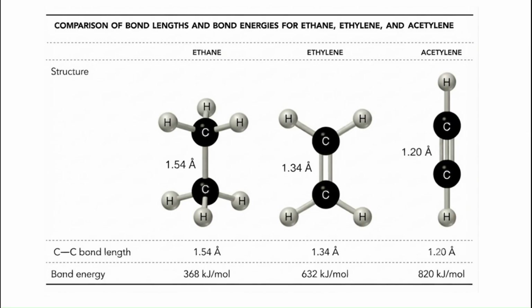Therefore, it is not surprising that a triple bond, with bond energy 820 kilojoules per mole and bond length 1.20 angstrom, is stronger than a double bond, with bond energy 632 kilojoules per mole and bond length 1.34 angstrom, which in turn is stronger than a single bond, with bond energy 368 kilojoules per mole and bond length 1.54 angstrom.